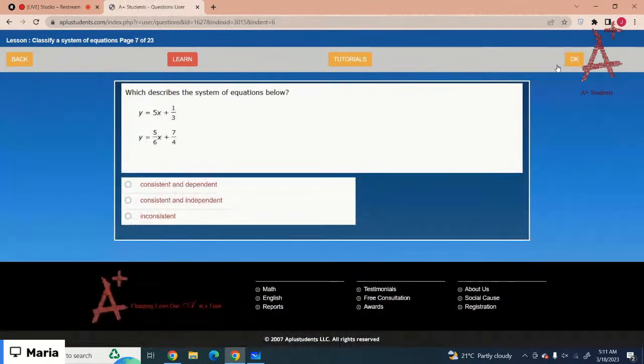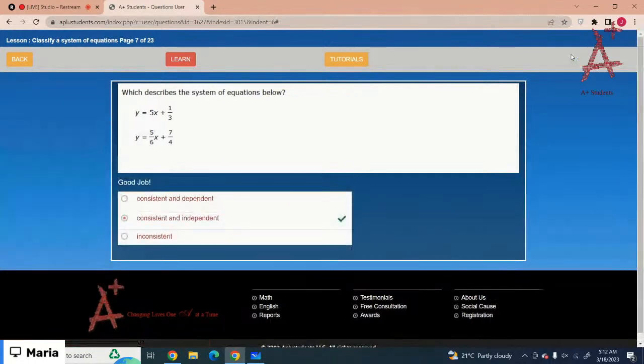Okay, y equals 5x plus 1 over 3 and y equals 5 by 6x plus 7 over 4. So both the equations have different slope and different y-intercept. Got it? So in this case, when both the equation have different slope and different y-intercept, that means the system is consistent and independent. Got it? Because everything is different, so they are consistent and independent. That means the lines intersect just one point. Got it?